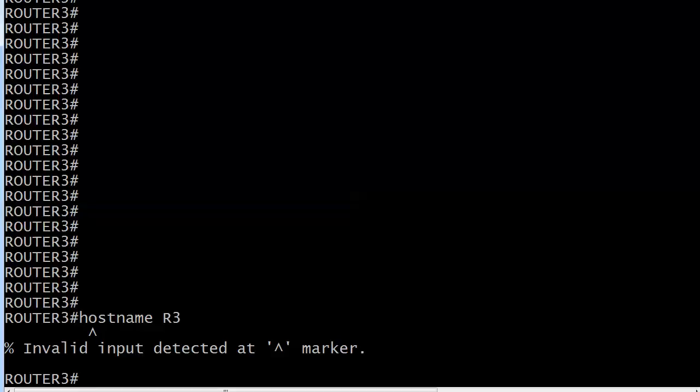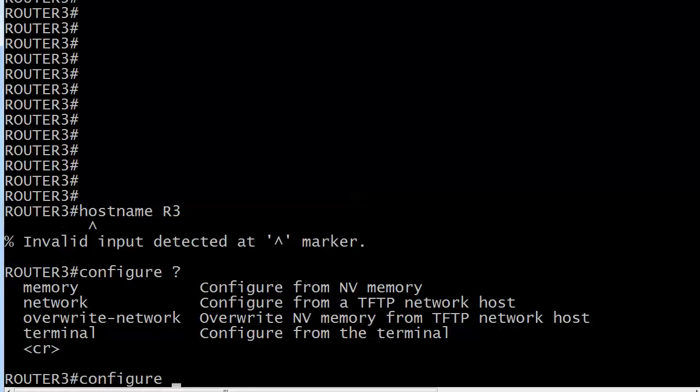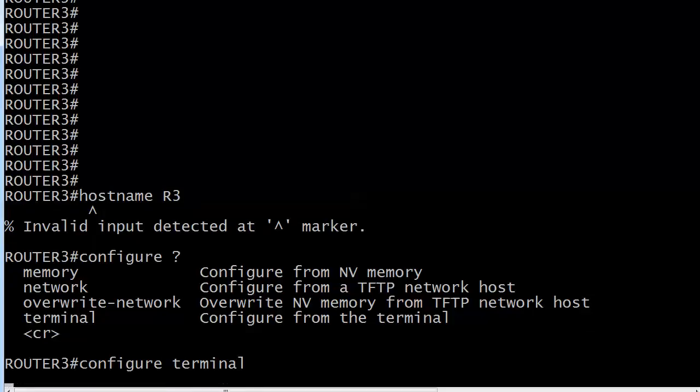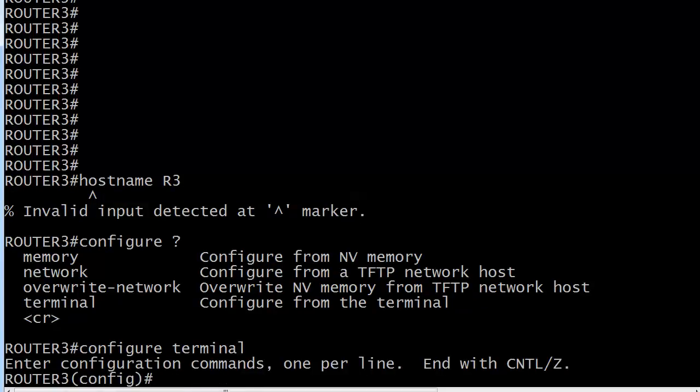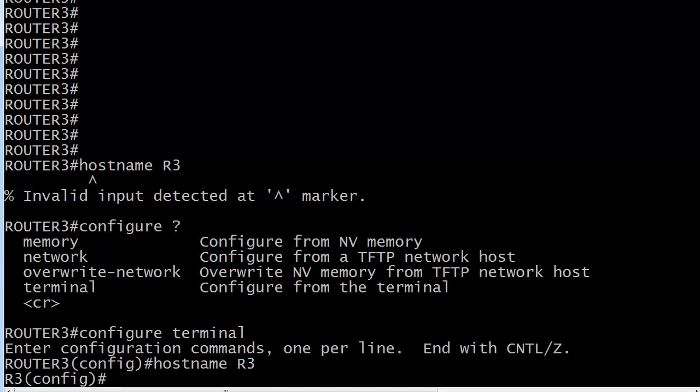So we've got a couple options here, but the one we almost always use, and the only one we really need to concern ourselves with here, is configure terminal. And usually that is going to be abbreviated conf t. You even see it that way in Cisco documentation. It gives you the little message about entering the configuration commands one per line. And we put in hostname R3, and it takes effect immediately.